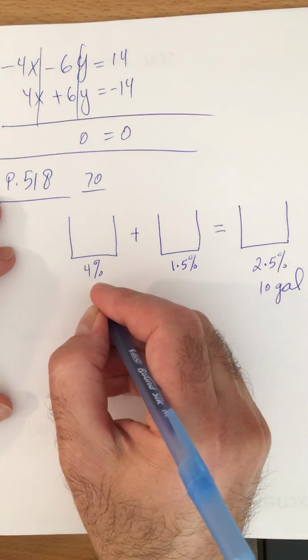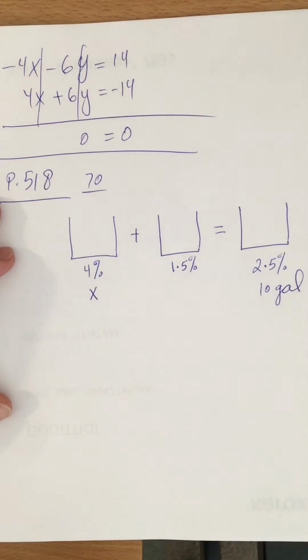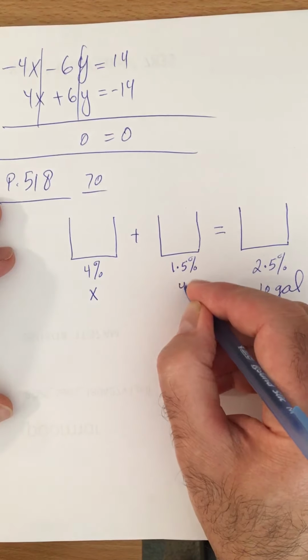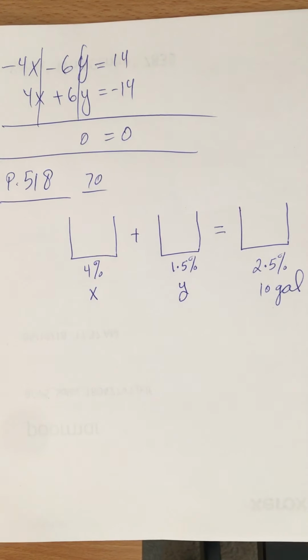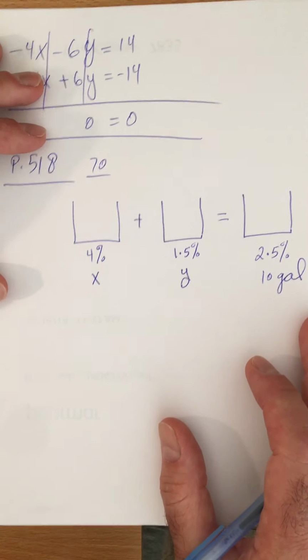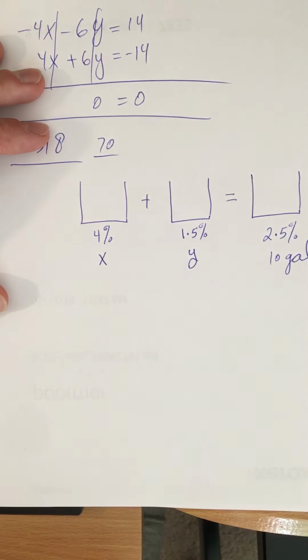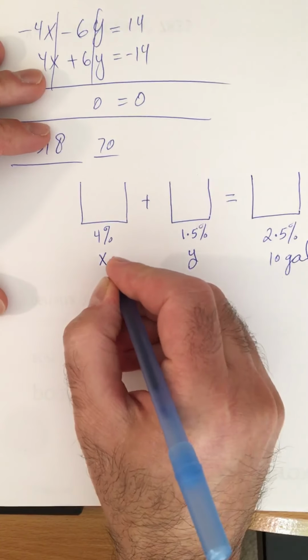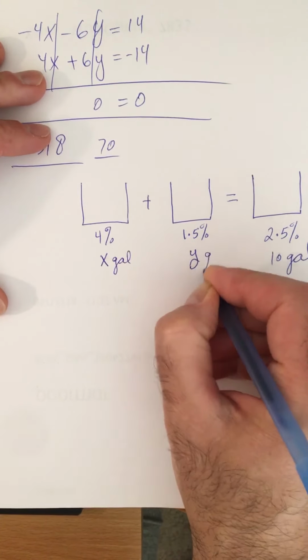So we don't know how many gallons of the 4% we have to use, and we don't know how many gallons of the 1.5% milk fat have to be used. So we have 2 unknowns. If you have 2 unknowns, you need a minimum of 2 equations. So we end up with the system. If you have 3 unknowns, then you need a minimum of 3 equations. Okay, so how do we write this system? So these are gallons, X gallons, Y gallons.